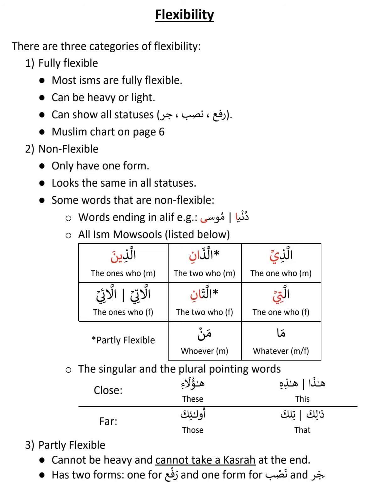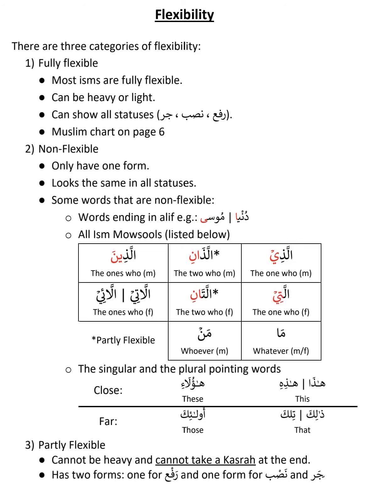Normally you would say Muslimun, Musliman, Muslimin. But it cannot say Yusufun, Yusufan, Yusufin. It cannot be heavy. That's the one thing. So it's always Yusufu. Rafa is Yusufu. Nasib is Yusufa, because it cannot be Yusufan. And Jar should be what? Yusufi, because Yusufin is anyway not possible. It cannot take Tanween. But it should be Yusufi, right? It cannot take Kasara as well.